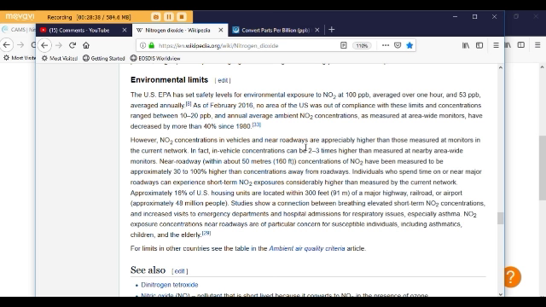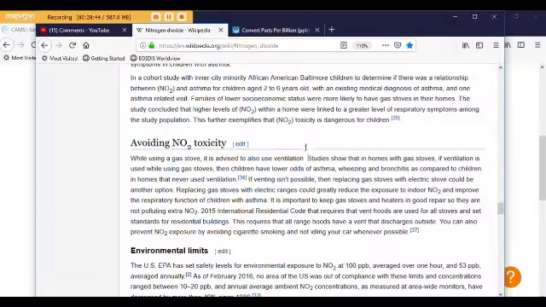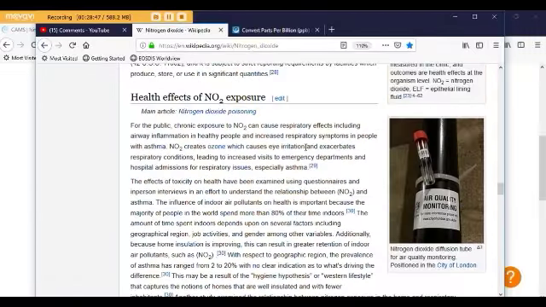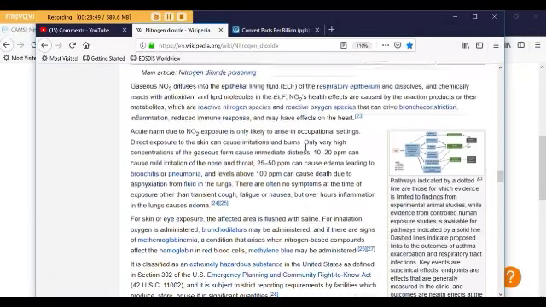I just found that interesting. So I will leave links below and you can do your own research. And we can have a discussion about this if you want. But this is just one more thing to add to the toxic soup.